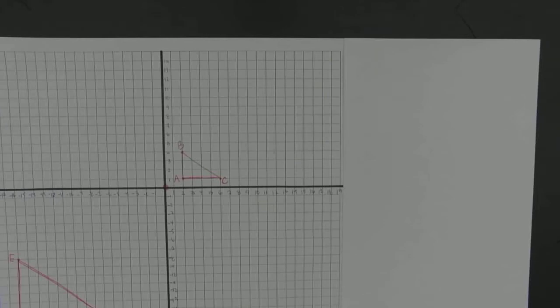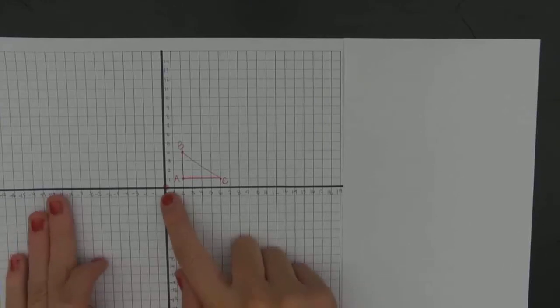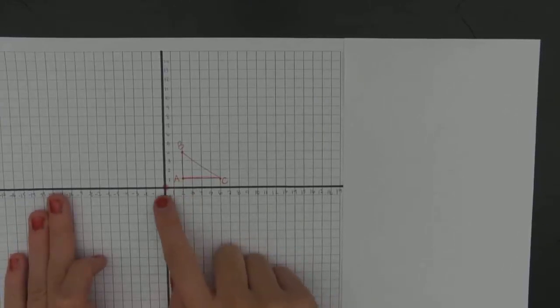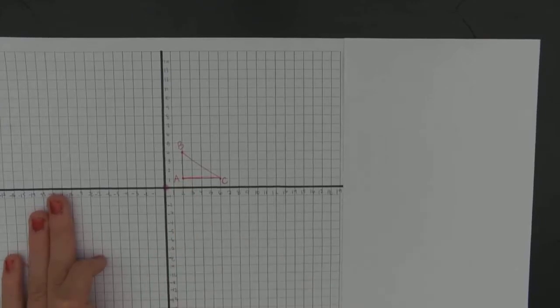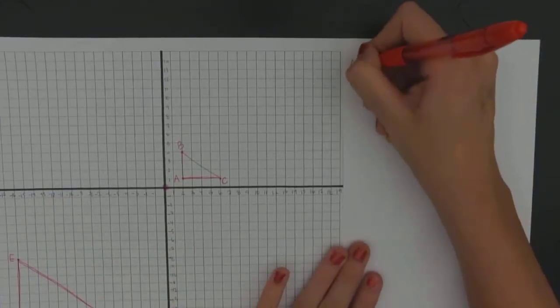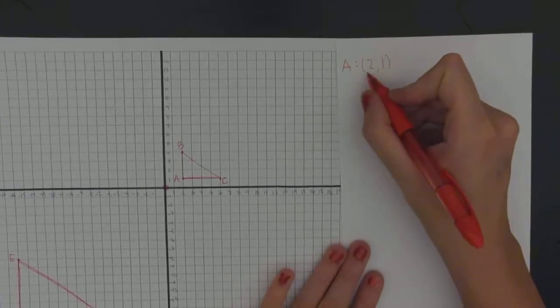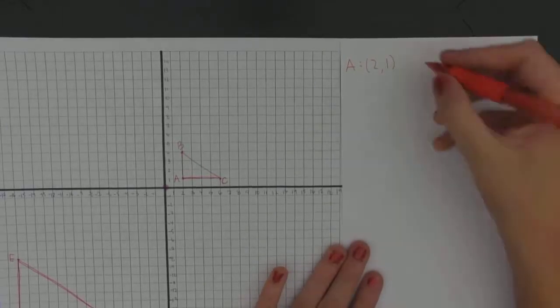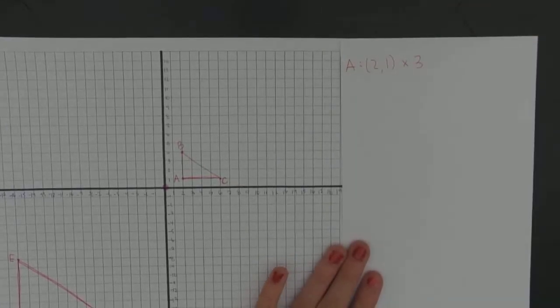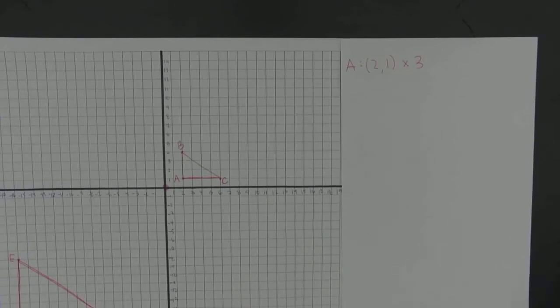So I'm going to do this one by using a method called repeated translations. Okay, so I start at 0, 0, and I'm going to just count to A. To get to A, I went over 2, up 1. So A is over 2, up 1. I'm going to just write the coordinates, over 2, up 1. I want to do that 3 times because, again, my scale factor is 3. That is where I got 3 from. That is my scale factor. So to dilate point A, I'm going to go over 2, up 1, and I'm going to do that 3 different times.